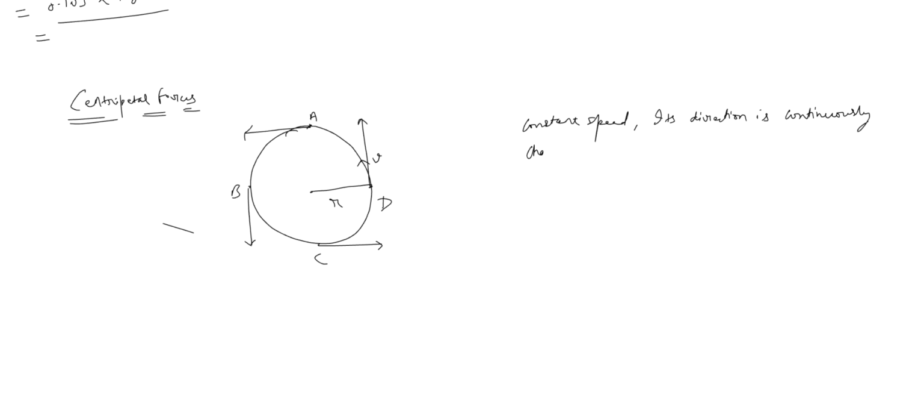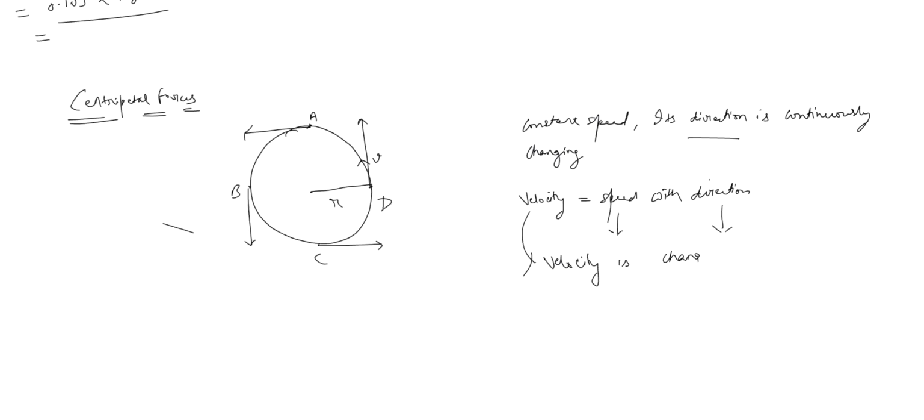And how do we define velocity? We define velocity as speed with direction. This means even if speed is changing or direction is changing or both are changing, we can say that the object's velocity is changing. So in this case, direction is continuously changing. This means the velocity of the object is continuously changing. And change in velocity per unit time is acceleration. So change in velocity means the object is accelerating.